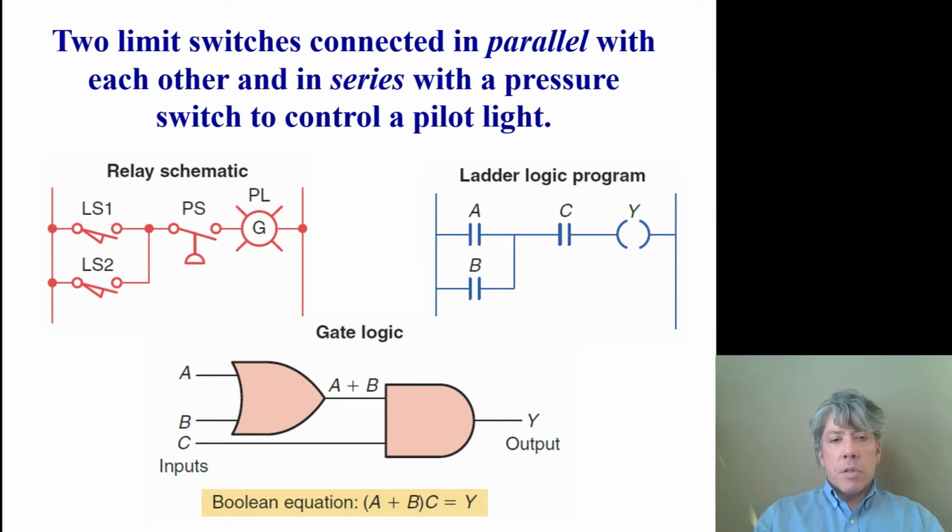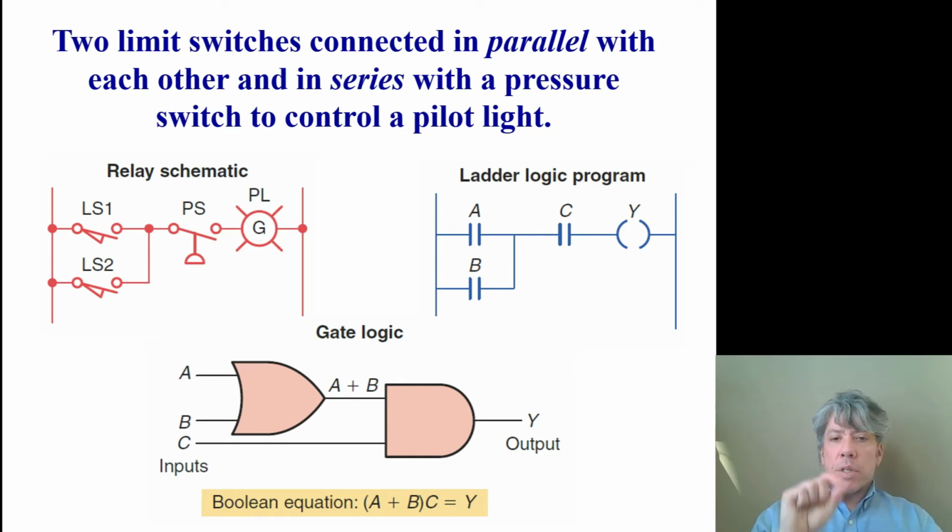And you notice, let's jump down to the equation. I said that in the same way that the equation says it. In parentheses, we have to take A or B and the result was C, and the output is Y. In logic gate format, we take A or B together. That gives us the signal A or B. That signal gets ANDed with input C to produce output signal Y.